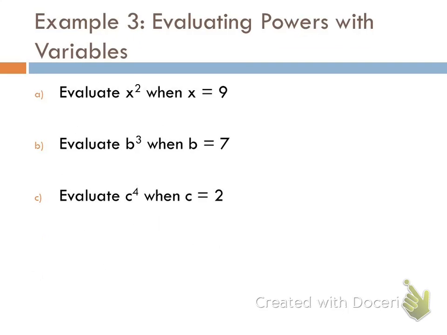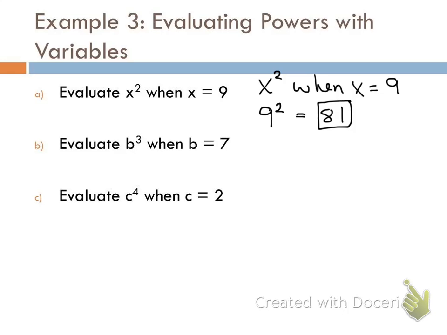Okay, now in example 3, this is a small tie-in to what we did yesterday. Evaluating expressions, and substituting the value for the variable. That's a lot of what we're doing right here in example 3. So we're going to start off with letter A. We're going to write the original problem. Evaluate x squared when x equals 9. Make our substitution. And yes, you do need to show this step. 9 squared equals 81. And box it.